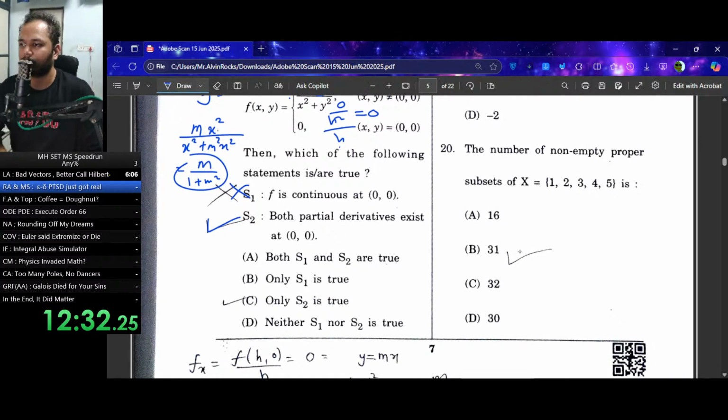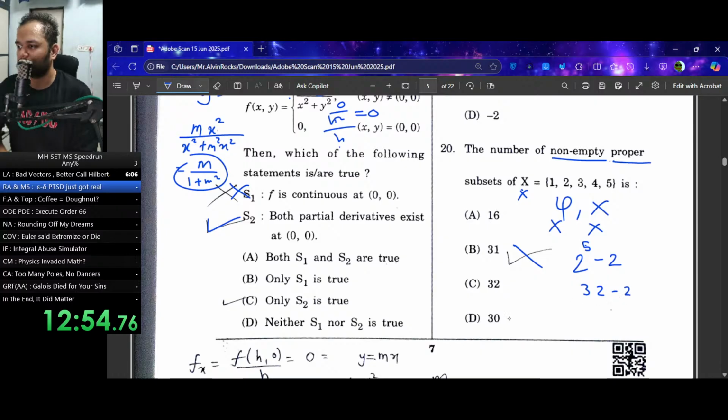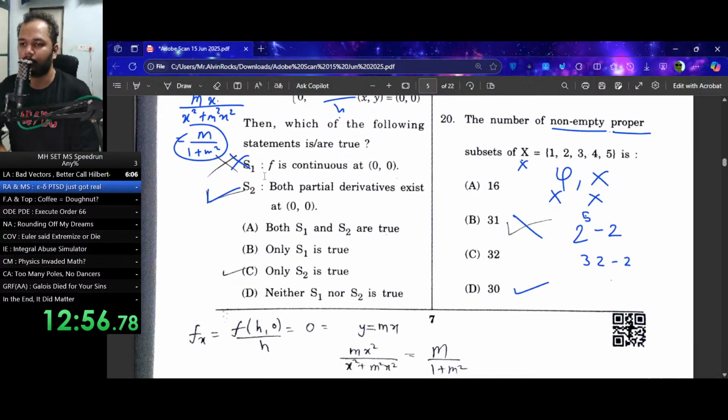Non-empty subsets and proper. Non-empty means exclusion of the empty set. Proper means exclusion of X itself. So therefore 2 to the power 5 elements, 2 to the power 5 minus 2. That will be 32 minus 2. That's going to be 30.